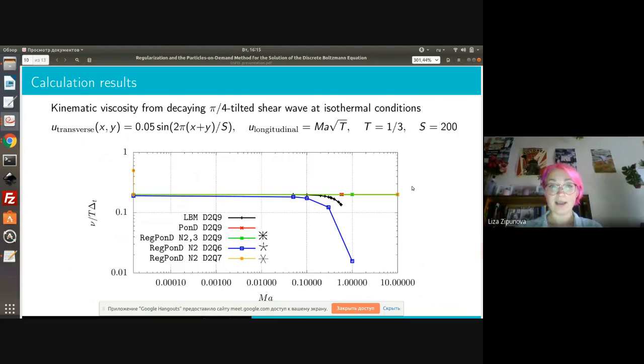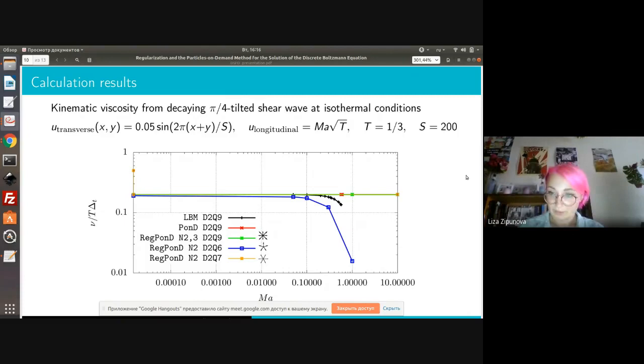On the slide, one can see calculation results for this program. To compare particles on demand and regularized particles on demand, we studied kinematic viscosity for a decaying shear wave at thermal conditions. On the graph, you can see the dependence of viscosity on Mach number obtained using different methods. You can see the limitations of the lattice Boltzmann method, and the results of the regularized particles on demand method match the results of the classical particles on demand method.